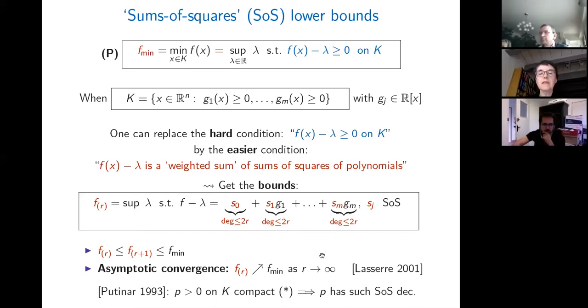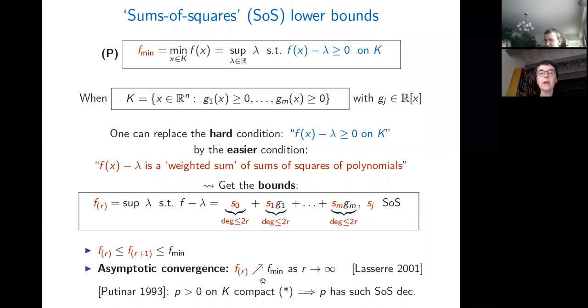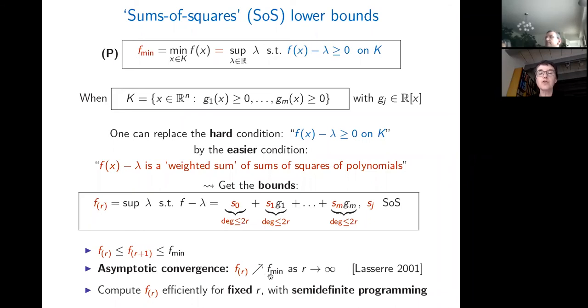So this convergence result of Lasserre is relying on the so-called Positivstellensatz by Putinar, who showed that if you have a polynomial P which is strictly positive on K, then it admits such a decomposition. So if P is strictly positive on K, you can find multipliers Sj so that P admits such a decomposition. And now from this, it's not difficult to show the convergence of this lower bound to the minimum of f. And why are these bounds interesting? Well, they converge to the minimum, which is nice.